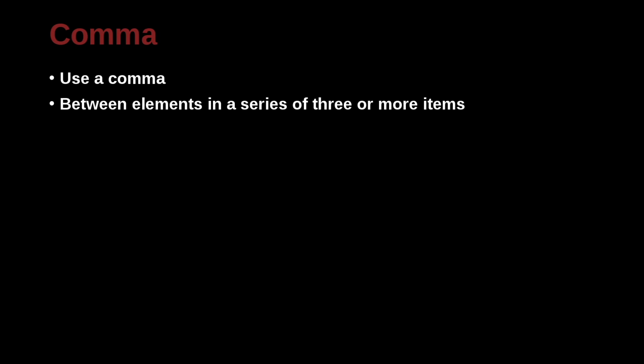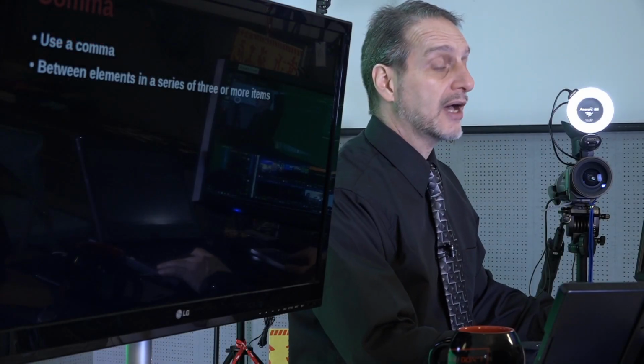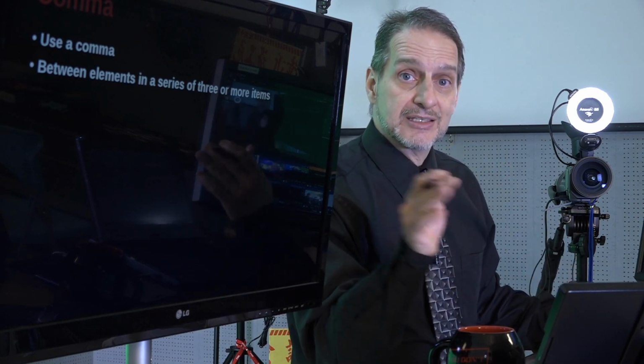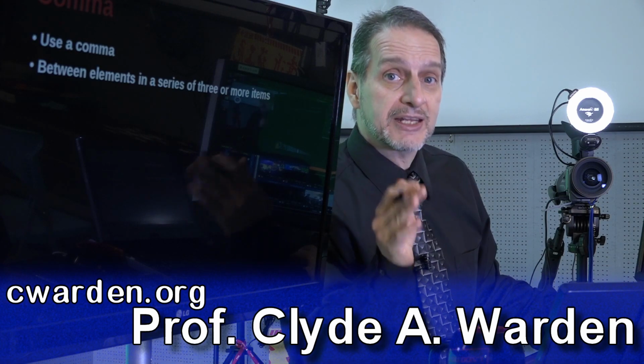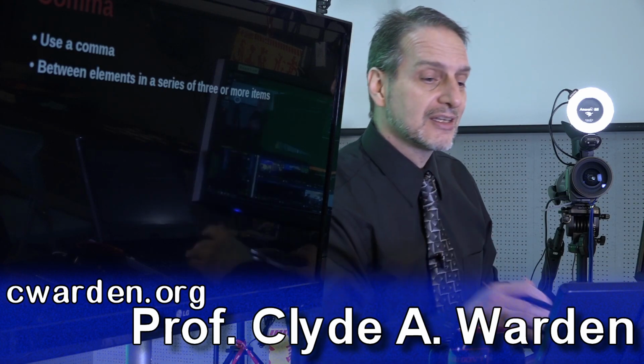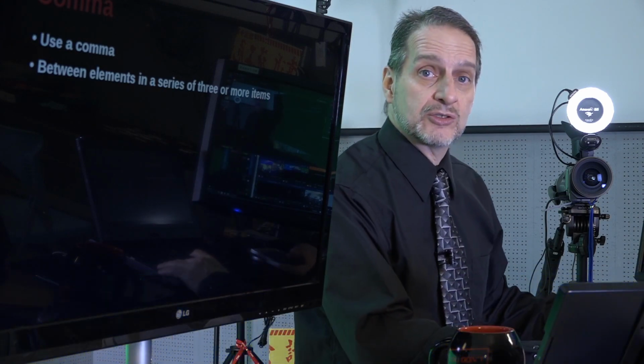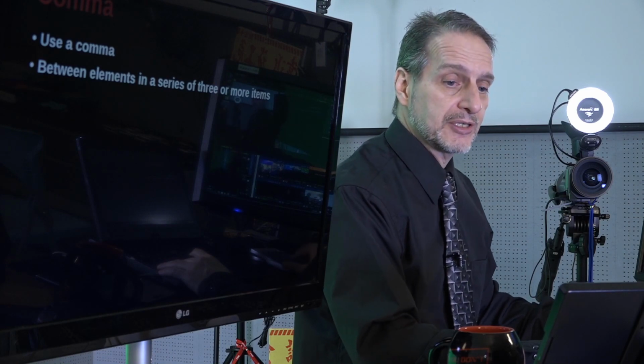Let's take a look at commas now. In the case of commas, use commas between elements in a series of 3 or more items, and that is a list. So first we did A, B, C, and finally we did D. A series like that is where you use a comma very typically.